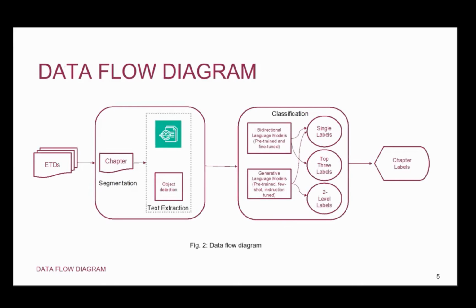So in this slide, I briefly discuss the entire data flow diagram that we have. We have those ETD long documents that we segment into chapters. From those segmented ETD chapter PDFs, we extract the text, which we then feed into our classification pipeline, which is capable of performing 3 types of classification: a single label, top 3 labels, and 2-level labels. Finally, we display these labels to our users, which is shown in a prototype system that we have developed, where they get to visually see the classification labels for each of the chapters.